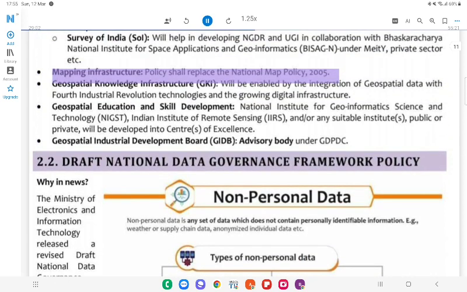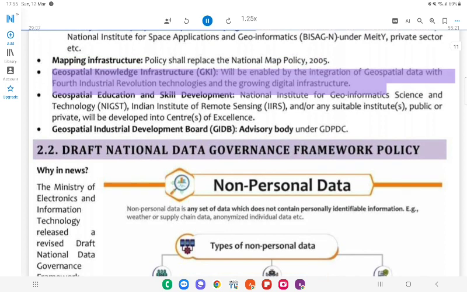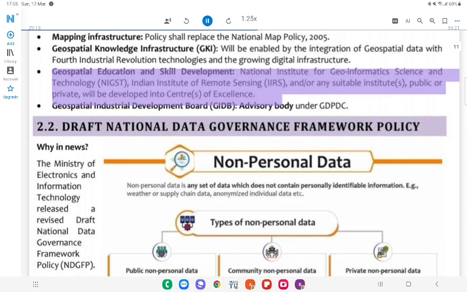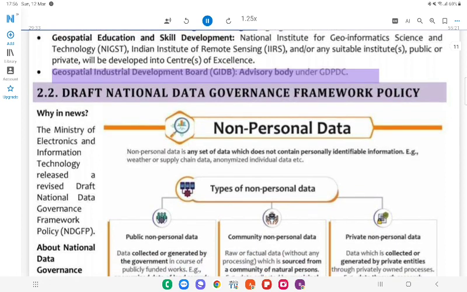Mapping infrastructure policy shall replace the National Map Policy, 2005. Geospatial Knowledge Infrastructure, GKI, will be enabled by the integration of geospatial data with 4th Industrial Revolution technologies and the growing digital infrastructure. Geospatial Education and Skill Development: National Institute for Geoinformatics Science and Technology, NIGST, Indian Institute of Remote Sensing, IIRS, or any suitable institutes, public or private, will be developed into centers of excellence. Geospatial Industrial Development Board, GIDB, an advisory body under GDPDC.